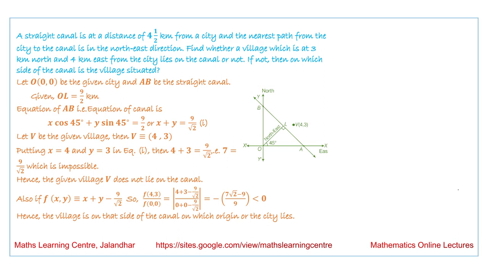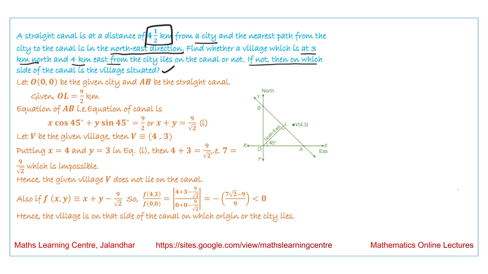Now the next question we have is, a straight canal is at a distance of 4 whole 1 by 2 kilometers from a city, and the nearest path from the city to the canal is in the northeast direction. Find whether a village which is at 3 km north and 4 km east from the city lies on the canal or not. And if it does not lie on the canal, we have to tell on which side of the canal it will lie.